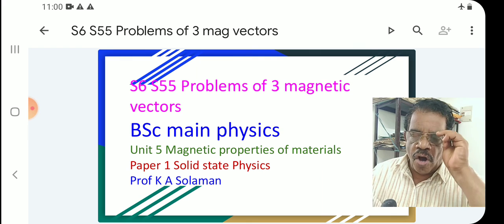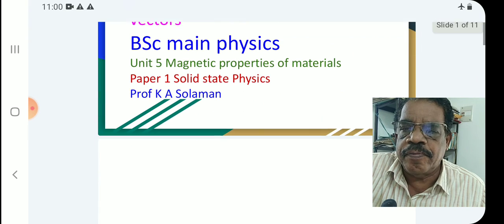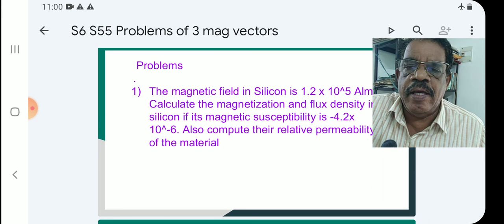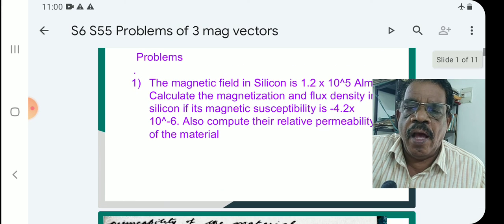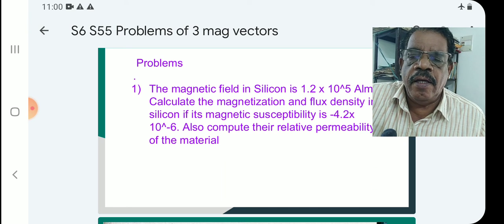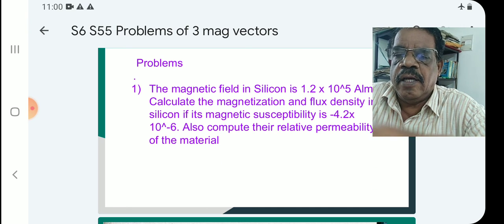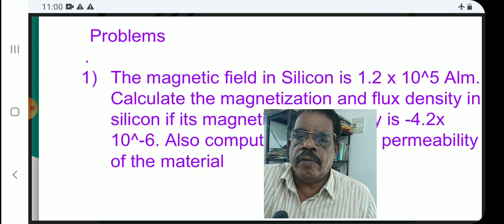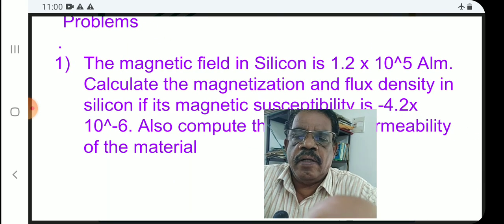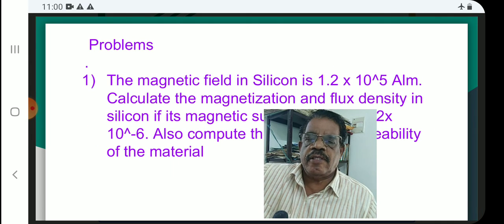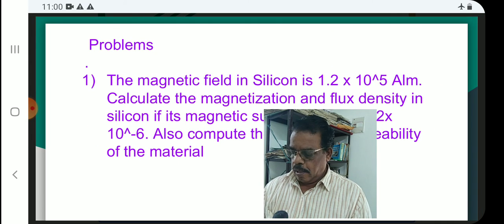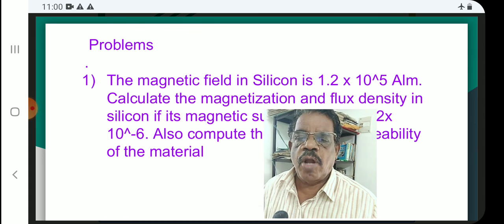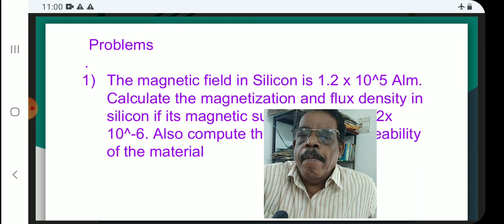Problems of Three Magnetic Vectors. In the previous class, we have seen the magnetic vectors B, H, and I, or M. And also we have studied the permeability and susceptibility, and today we see some problems based on permeability, susceptibility, magnetic flux density, H field, and magnetization. We do some problems, and the first is problem number 1.